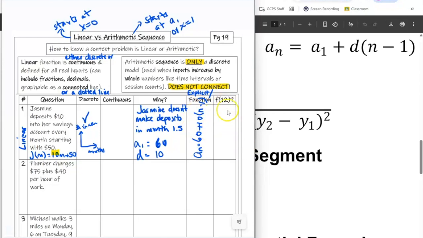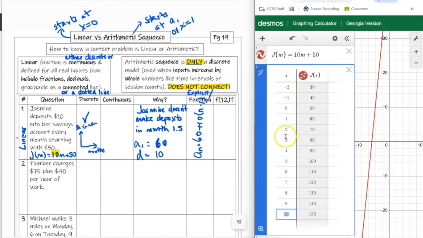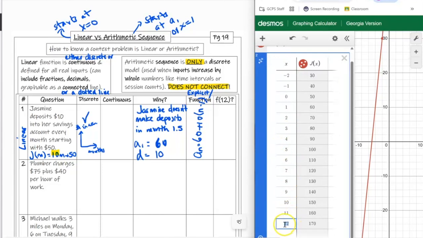Now my next question is evaluate at 12. So my input is 12. There are two ways I can do this. I can go to the very bottom, press enter, enter, enter, enter, enter till I get to 12. And I like doing it this way because sometimes when it gives me my output and asks for my input, if you just type in the number, it will no longer do enter. You have to delete it and start again. So f of 12 is 170.